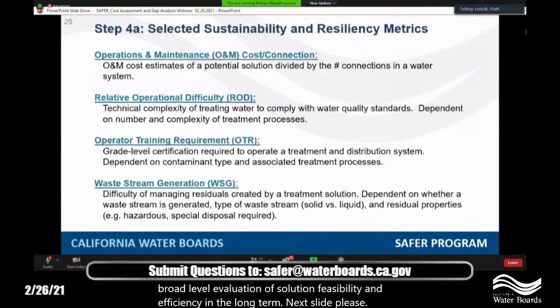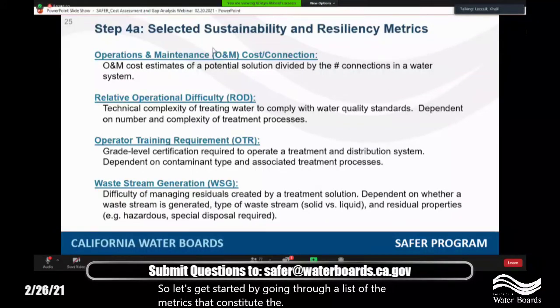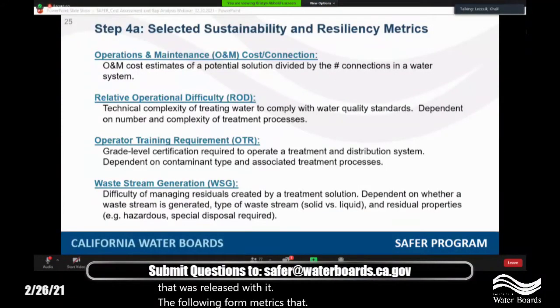So let's get started by going through a list of the metrics that constitute the sustainability and resiliency assessment. Again, if you're interested in the selection process, refer back to the November 28th webinar and the white paper that was released with it. The following 4 metrics that you're seeing on the screen constitute our assessment, and they are the criteria against which modeled solutions are evaluated and assigned a score as a measure of resiliency and sustainability.